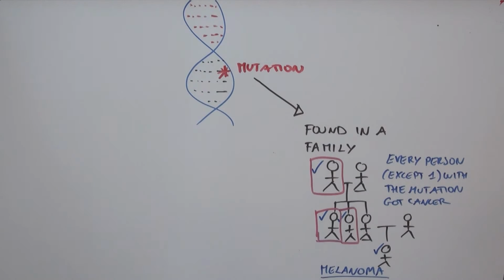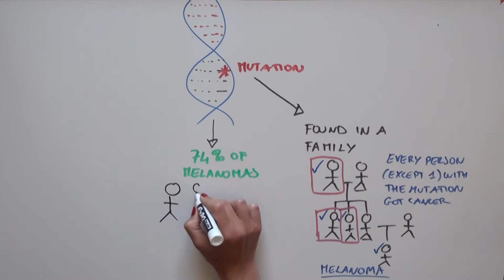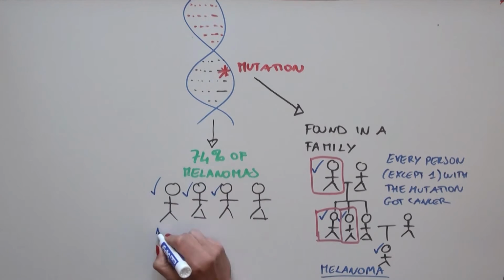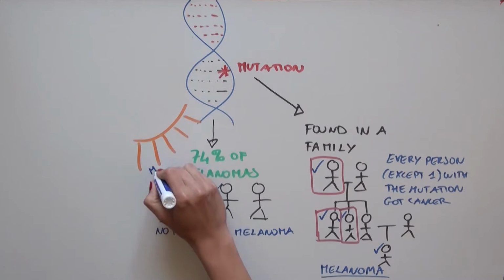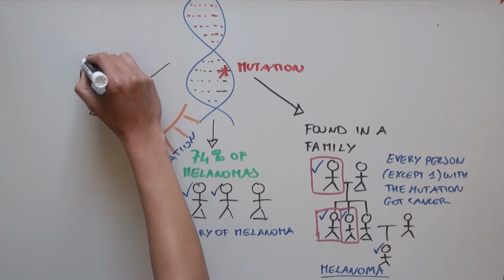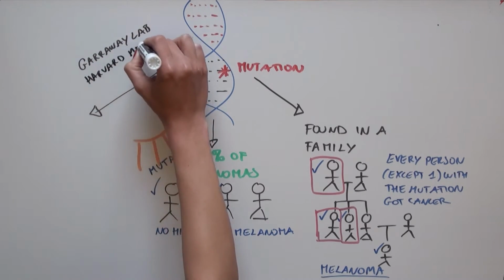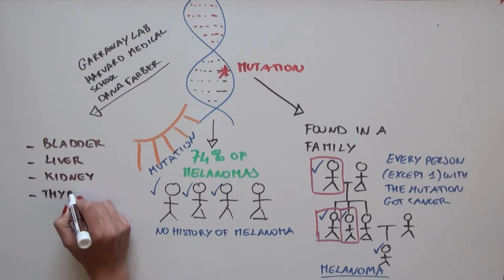But the scientists also found evidence that this mutation is present in 74% of melanoma patient cell lines that didn't have a family history of melanoma. That's a huge percentage. In those patients, the mutation was caused by UV light damage from sun exposure. Another scientific article that was published at the same time by the Garraway Laboratory at Harvard Medical School also found this mutation in bladder, liver, kidney, and thyroid cancers.